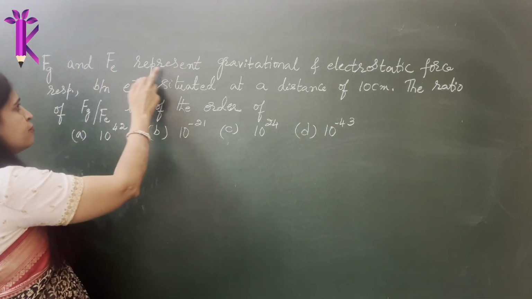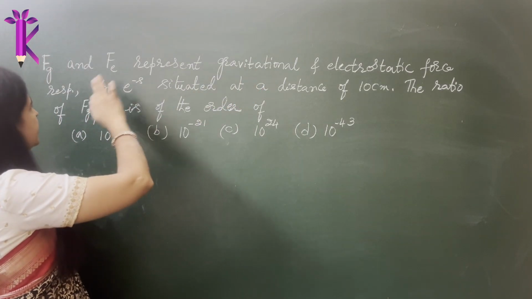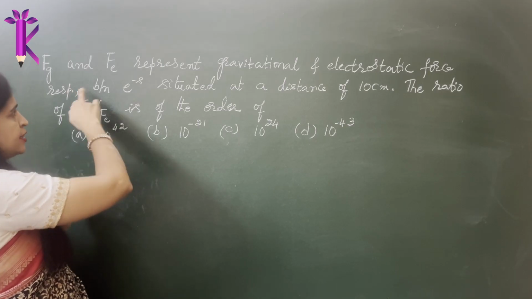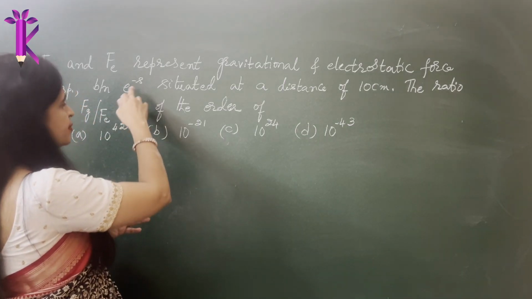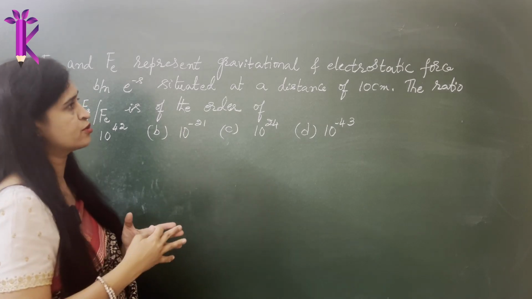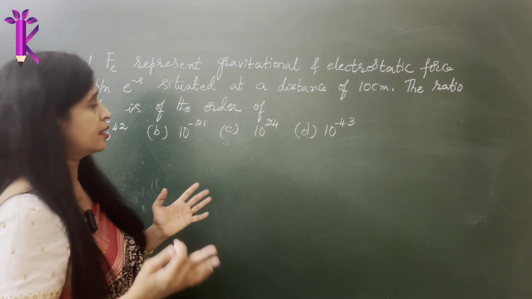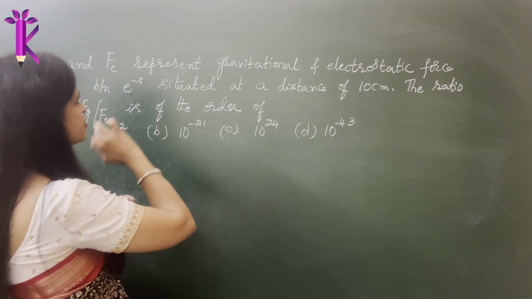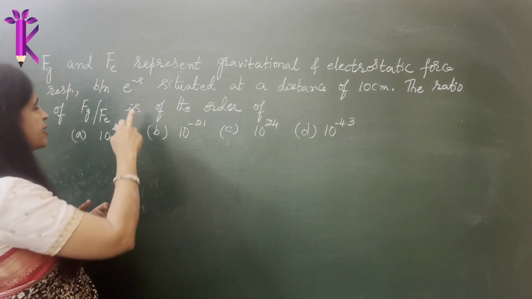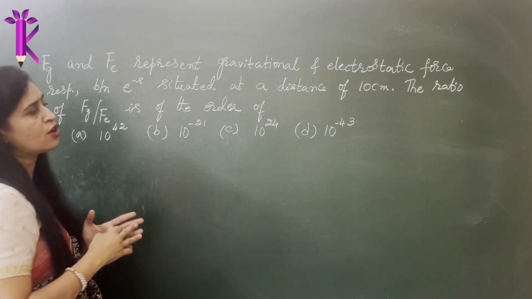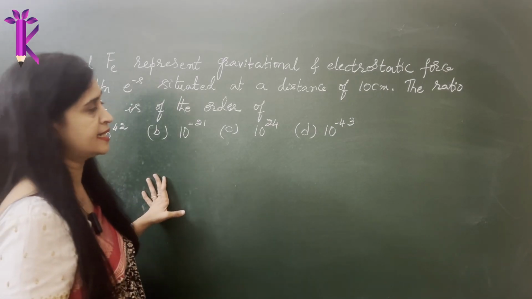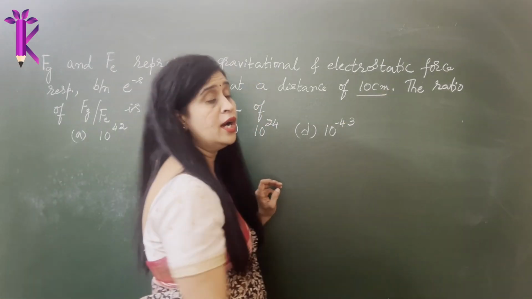So Fg and Fe represent the gravitational and electrostatic force respectively between electrons. Both are attractive... here it is a repulsive force because both are electrons. Electrostatic force between electrons is repulsive, whereas gravitational force is always attractive. The electrons are situated at a distance of 10 centimeter, which is given in centimeter, and you have to convert this into meters.